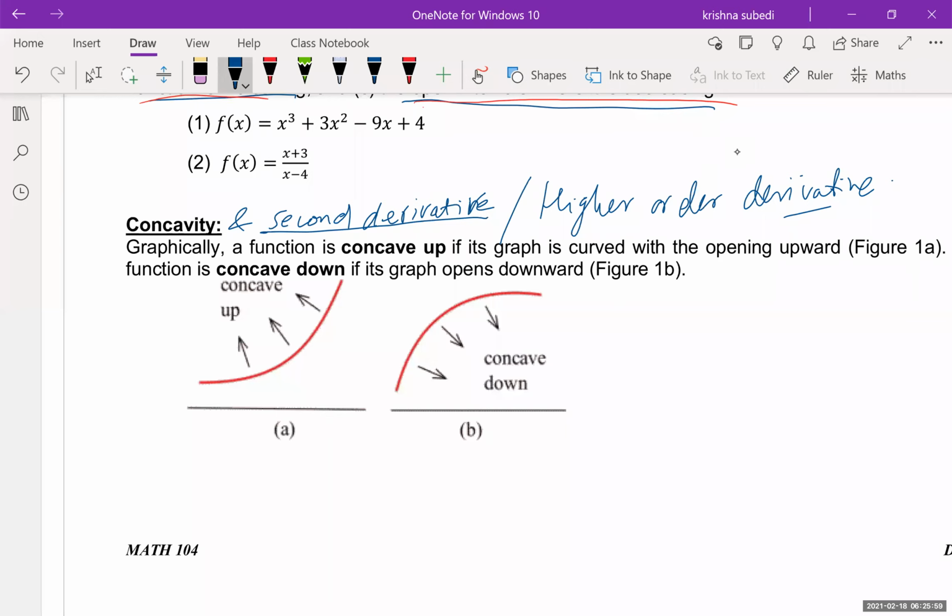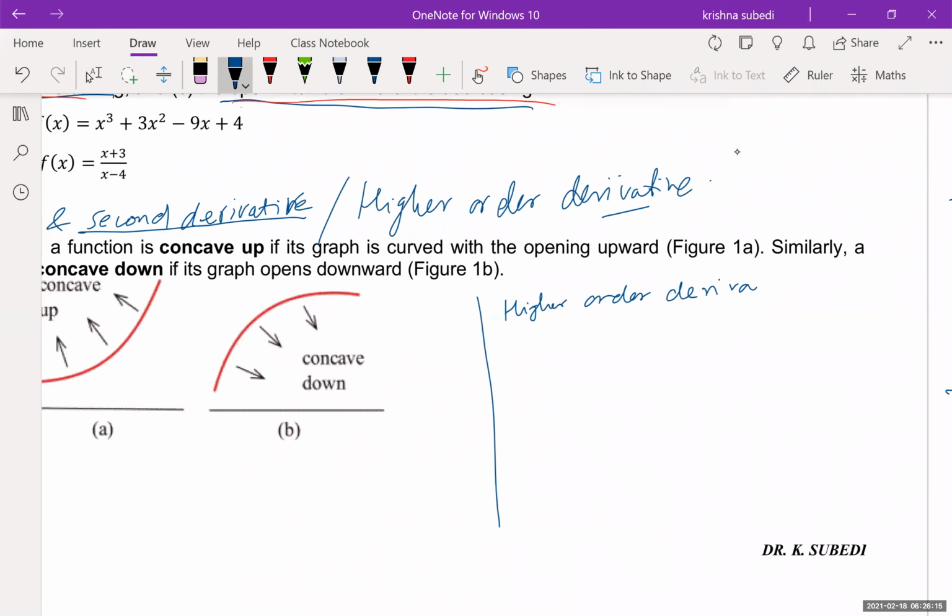So what are the second derivative and higher order derivatives? Let us take one simple example, okay? Let us talk about this and then we come back to the concavity. So what is a higher order derivative? Let us suppose that f of x is given, let's say x to the power 4 plus 3x squared minus 2x plus 1, for example.